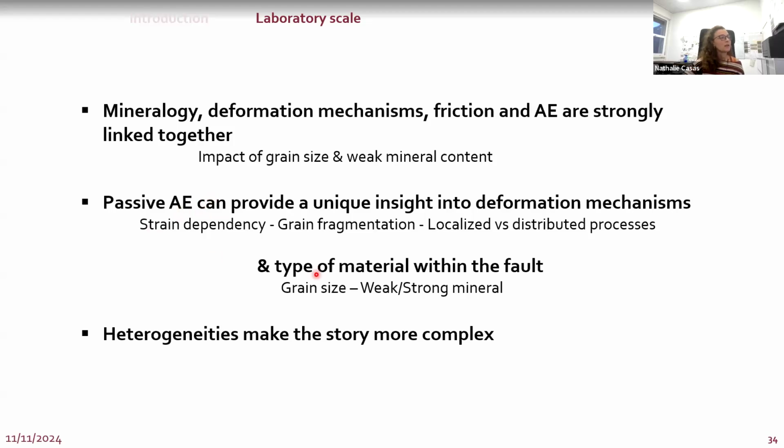So passive acoustic emission can provide a unique insight into deformation mechanism, because indeed with acoustic emission, we can know the amount of strain that the fault experienced, the importance of fragmentation we have within this fault, and the type of mechanism, localized versus distributed deformation, we can have within the fault. And again, also the type of mineral, we can guess with the amount of acoustics we can observe within a sheared fault. And to finish, heterogeneities, as you saw, make the story more complex, and we will dig a bit more on this with Giuseppe.